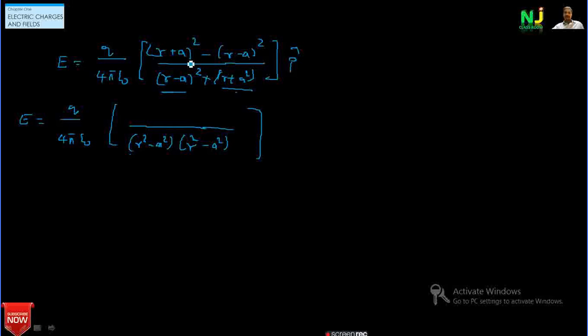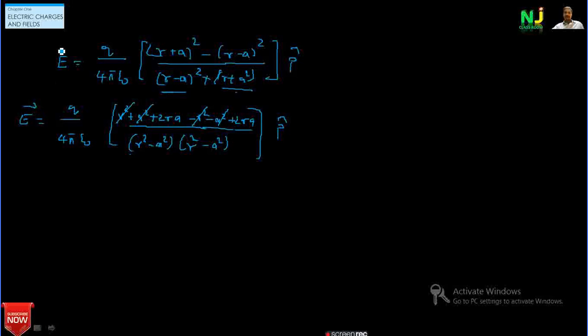Very simple. So now expanding this one, r square plus a square plus 2ra, minus of r square minus of a square minus 2ra, by expanding the sign and using the brackets. So r square and a square cancel, into p cap. P cap remains. Very simple.